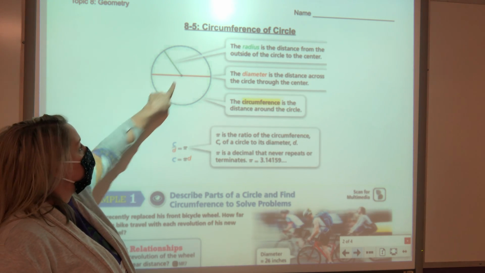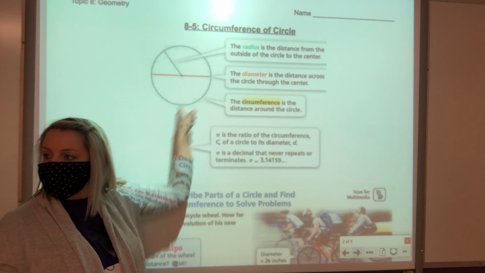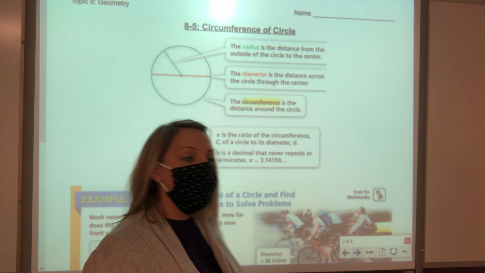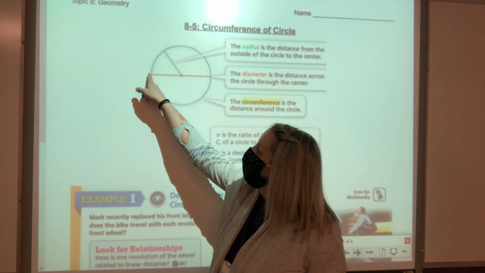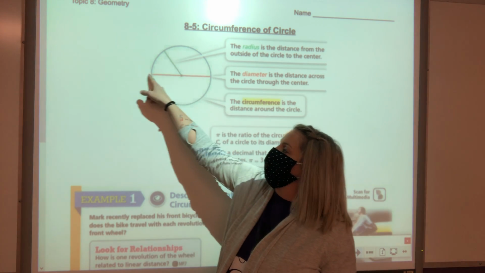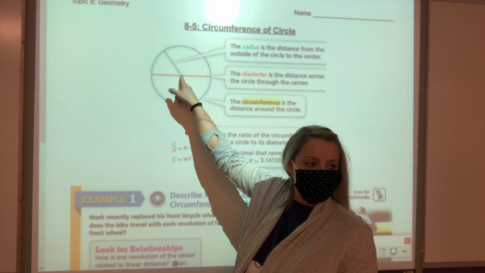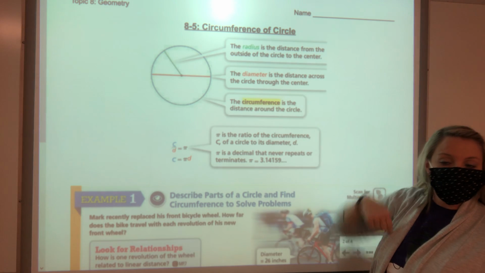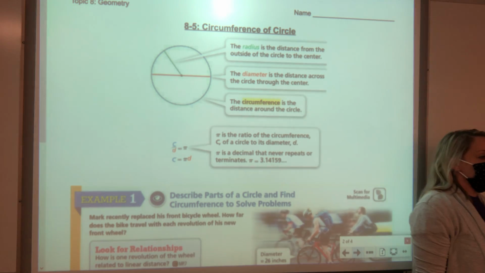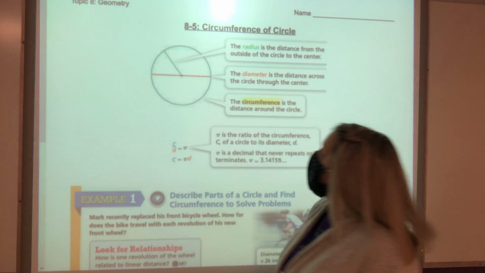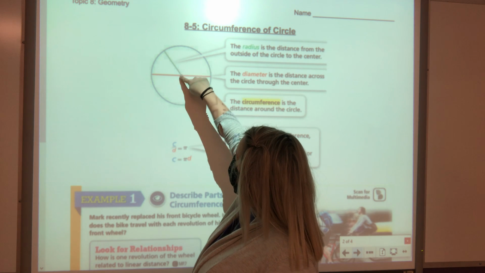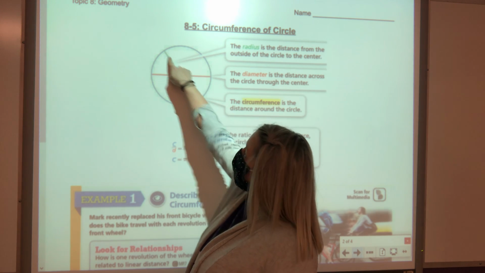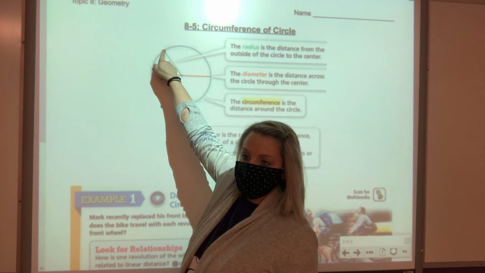So this is the very center of a circle. The center is equal distance from every single point along the circle. The diameter is the distance across the circle, and it has to go through the center. Now the other part is the radius. The radius is the measurement from a center to an outside point on the circle.